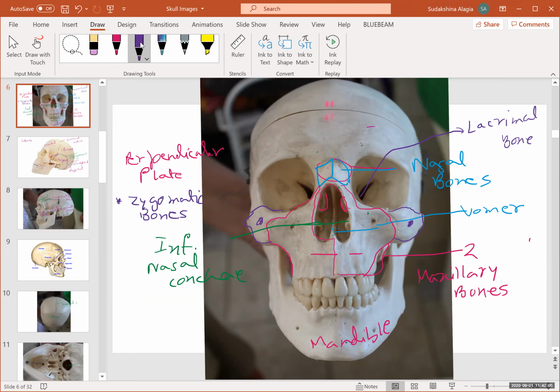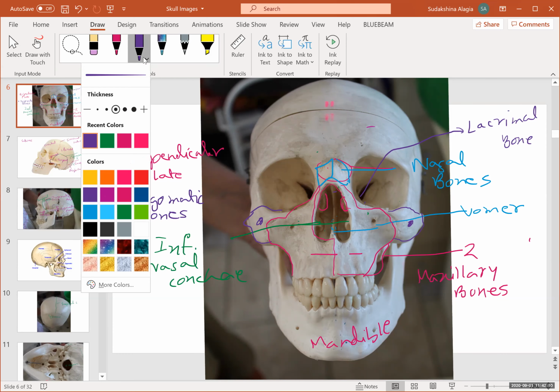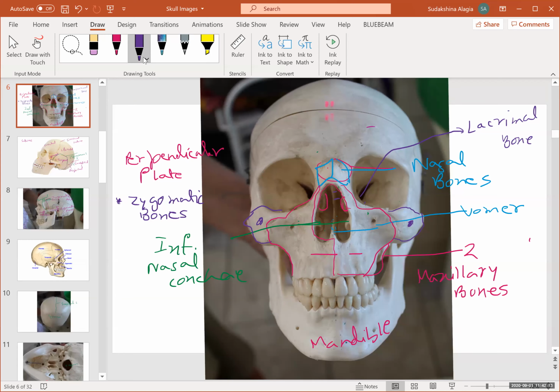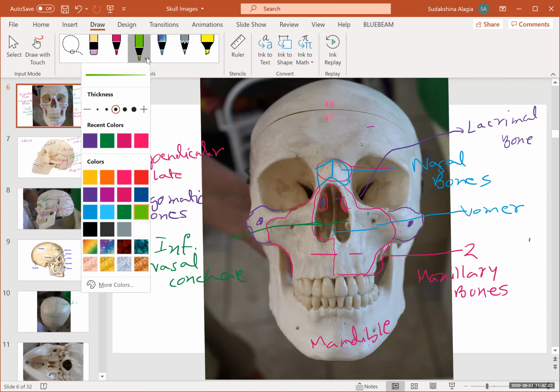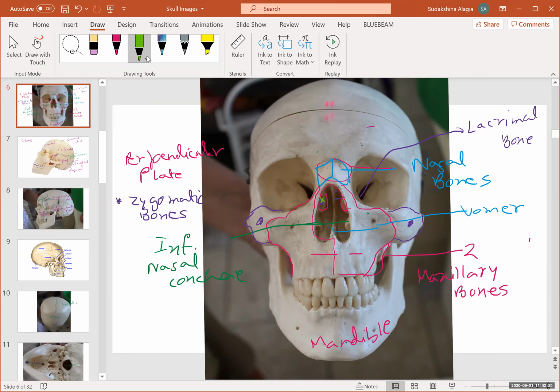I'm going to erase this cartilage that I drew for convenience. Let's look at this. That's the perpendicular plate of the ethmoid. These two are the middle nasal conchae. I'm running out of colors, so light green. These two are the middle nasal conchae. The only thing you don't see here is the superior nasal concha.